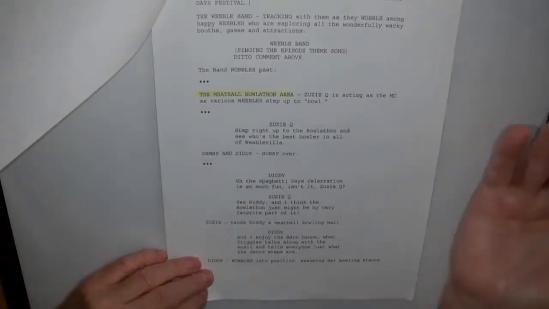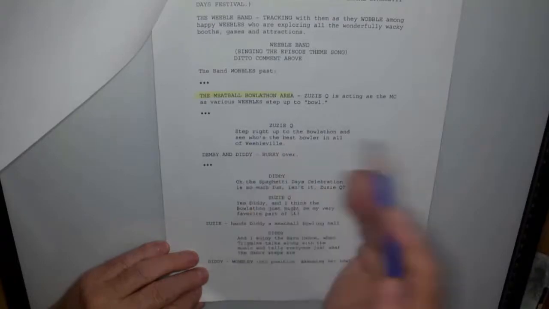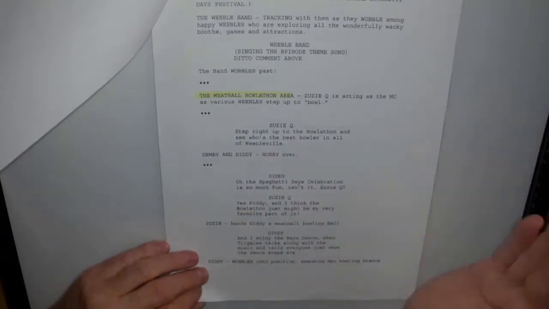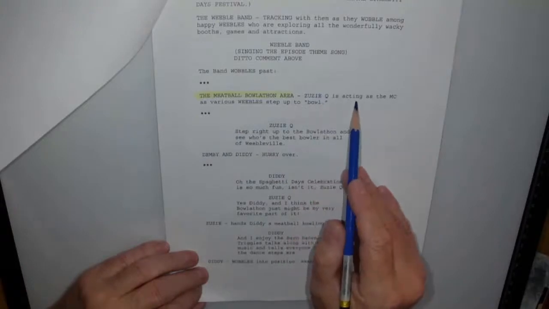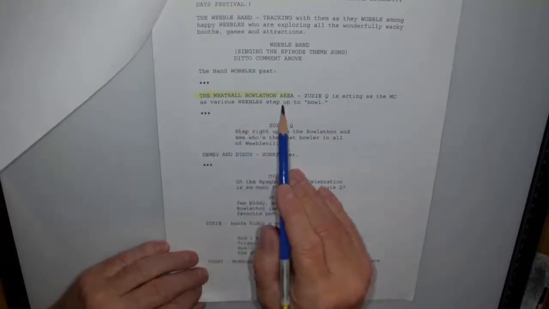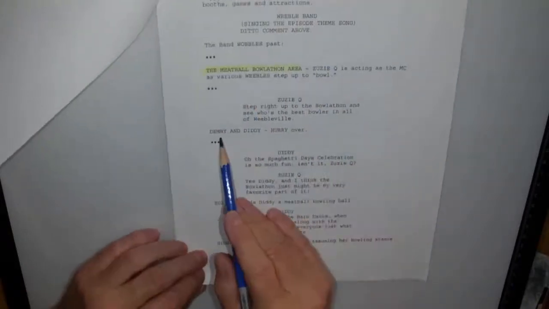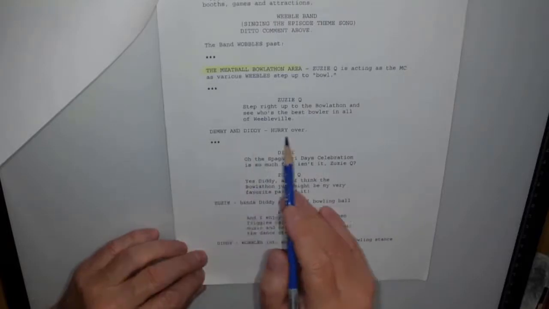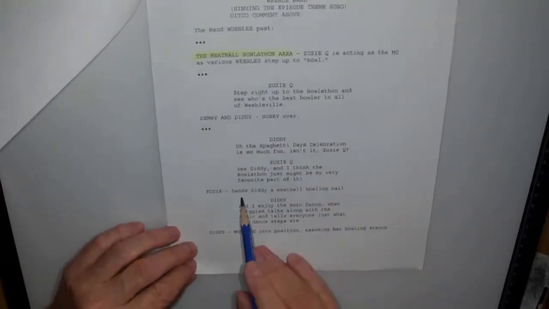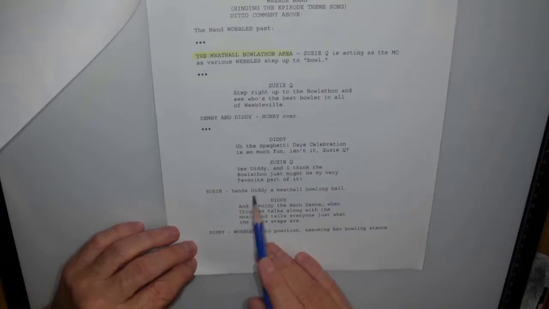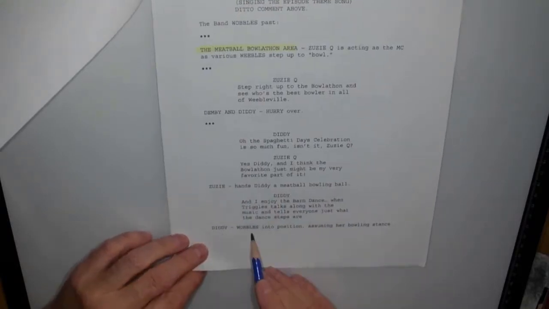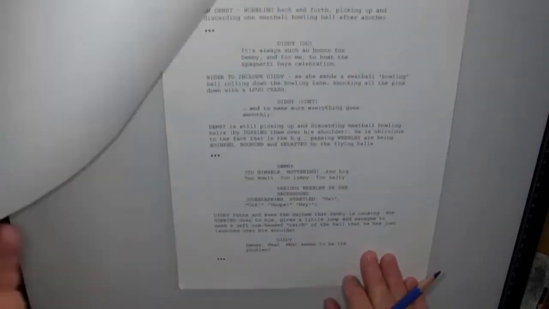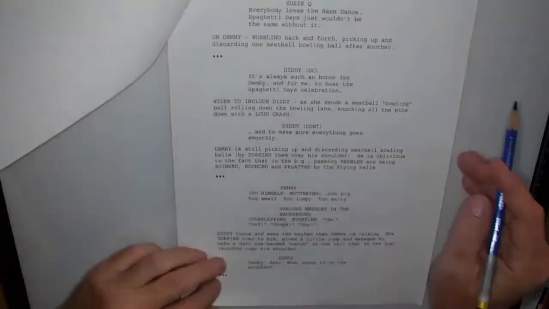It gives you just a little bit of direction notes. It's more what the action is or what's supposed to be happening. So in this bowl-a-thon, it says Susie Q is acting as the MC at various Weeble setups to bowl. And it says Demby and Diddy hurry over. Susie hands Diddy a meatball bowling ball. Diddy wobbles into position, assuming her bowling stance. So it gives you some direction here.